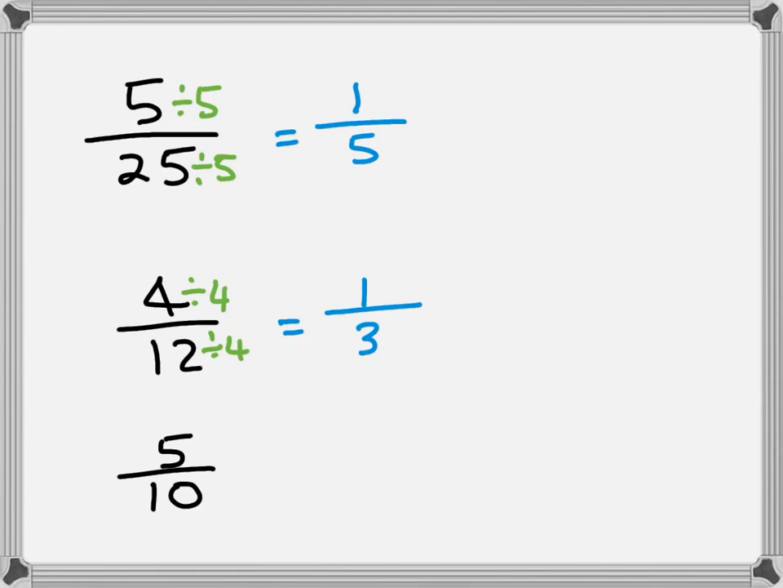What is the greatest common factor in the bottom one here? It's going to be 5. Both of them share 5. And so it's going to become 5 divided by 5 is 1, and 10 divided by 5 is 2. That becomes a half. Let's look at the next one.